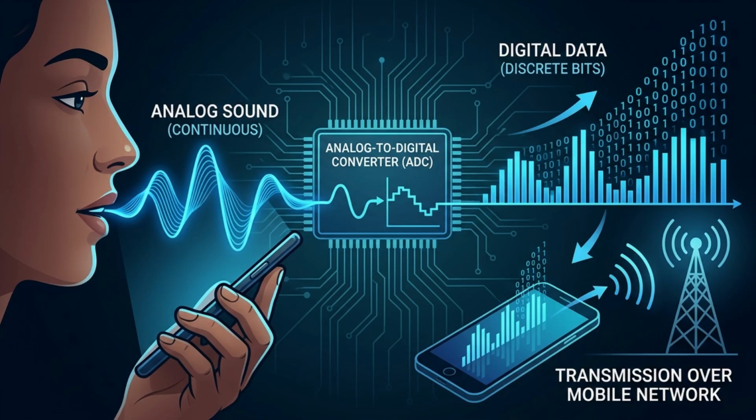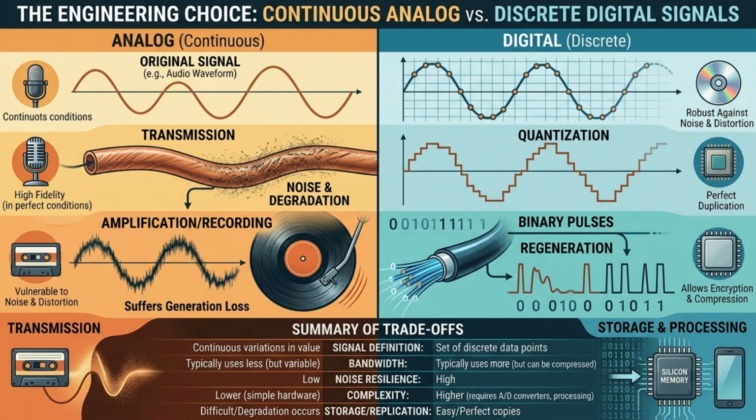Imagine recording your voice. Sound naturally changes continuously over time, making it an analog signal. Yet, when you send a voice message through your smartphone, the information is usually converted into digital data before being transmitted. This transformation occurs in almost every modern communication system. So, why does this happen? Why do engineers sometimes use continuous analog signals and other times use discrete digital data? Understanding this choice is one of the fundamental concepts in communication engineering.